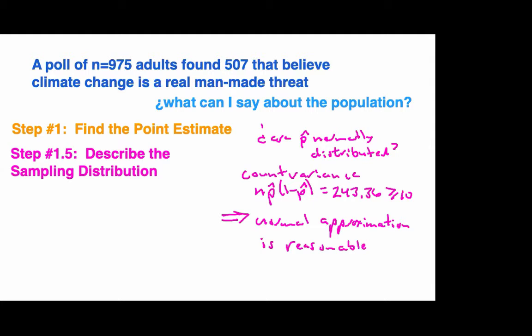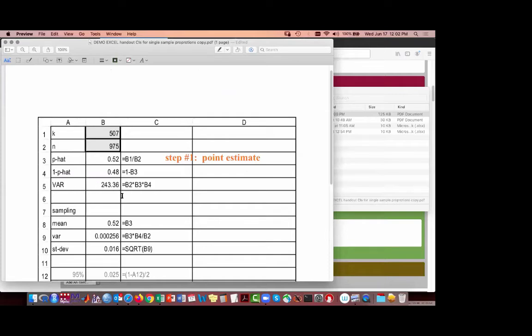So if I were to switch over and look at this on my handout, what I did is I just calculated the variance here. Okay, so this is the count variance. And we see that it is indeed greater than 10, so we're all good. That's what we actually have here. Again, that's what we were calling step 1.5.